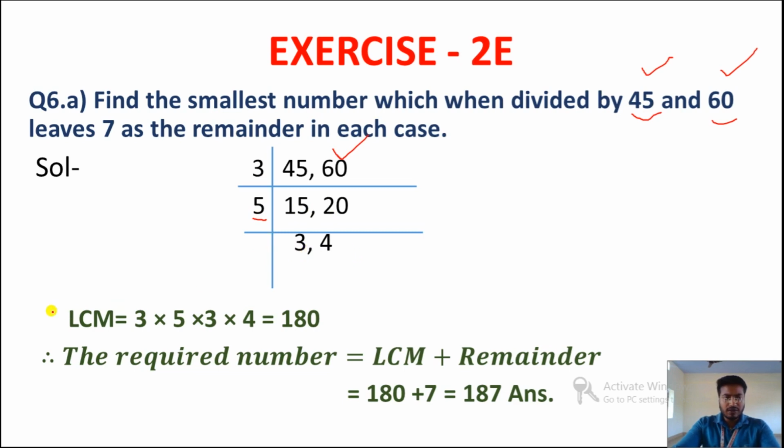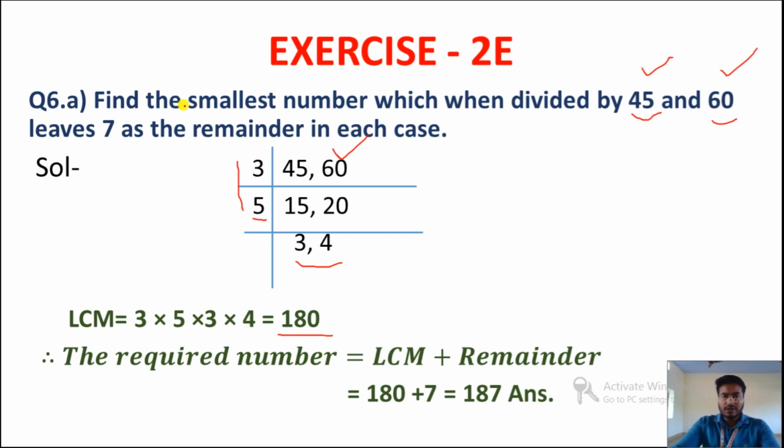Alright, so we'll find out the LCM now. LCM equals 3 into 5 into 3 into 4, the product of the divisors and the undivided numbers. So when we multiply 3 into 5 into 3 into 4, we'll get 180. This is the LCM of 45 and 60.